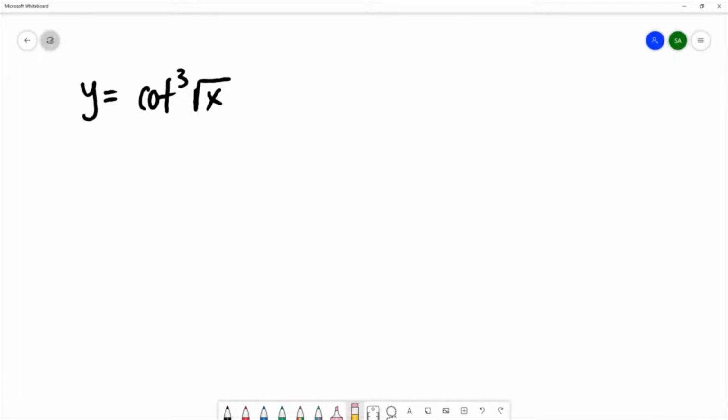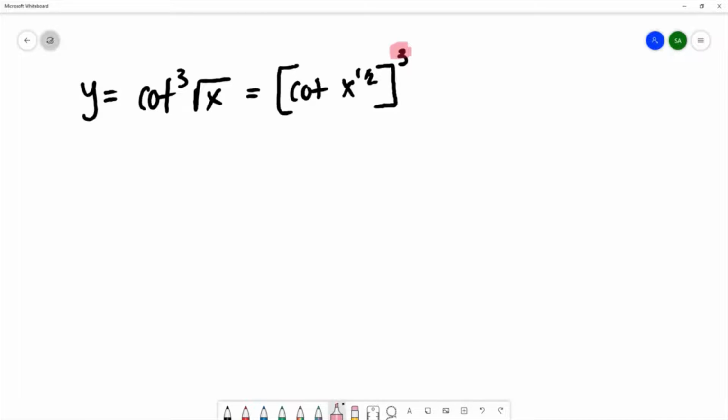I want to find the derivative of this equation y equals cotangent cubed square root x. And the first thing I'm going to do is rewrite this as cotangent of x to the 1/2 power, and then move that cube to the outside. This is going to help me identify how to use the chain rule properly.